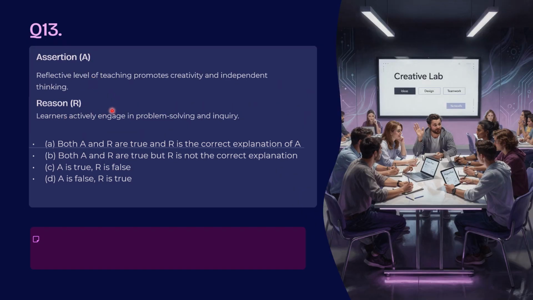Question number 13. Assertion: reflective level of teaching promotes creativity and independent thinking. Reason: learners actively engage in problem solving and inquiry. And here both the statements are true, and the reason correctly explains the assertion. So option A is the correct answer.